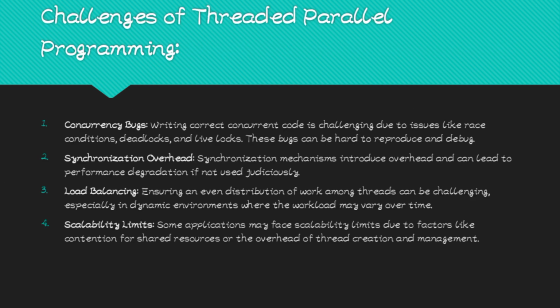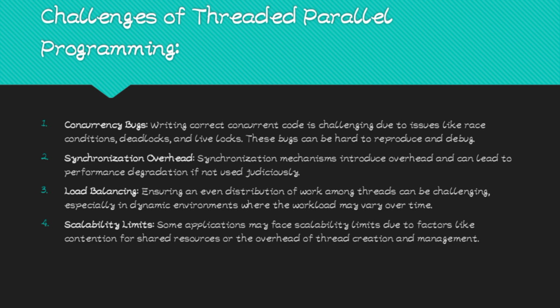Now, challenges of threaded parallel programming. We have concurrency bugs. Writing correct concurrent code is challenging due to issues like race conditions, deadlocks, and livelocks. These bugs can be hard to reproduce and debug.